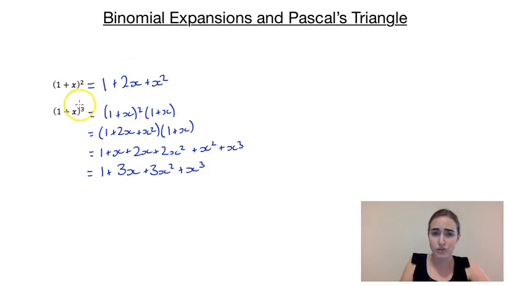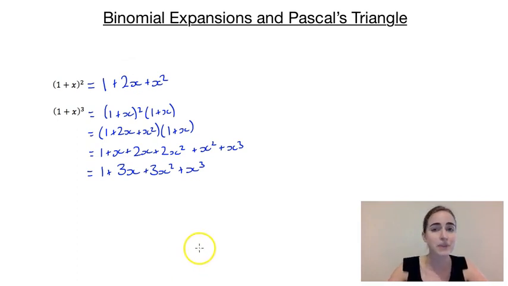Now for a cubed, that's still okay. It's a bit more work, but it's not too bad. But you can imagine as our powers get higher and higher, this is going to be quite a long process to go through and expand things one at a time and then collect like terms and keep going. So what we want is a shortcut. We want to find a pattern in these expansions so that we can apply that when we have, say, to the power of 7, for example.